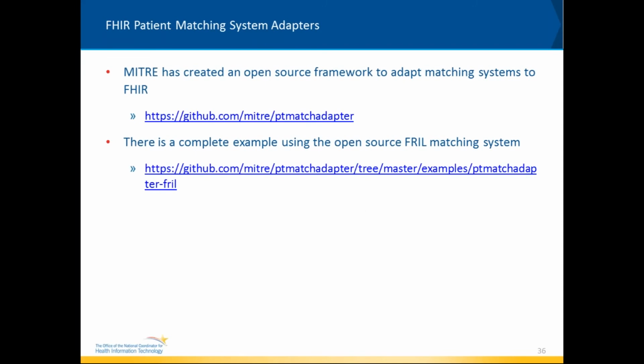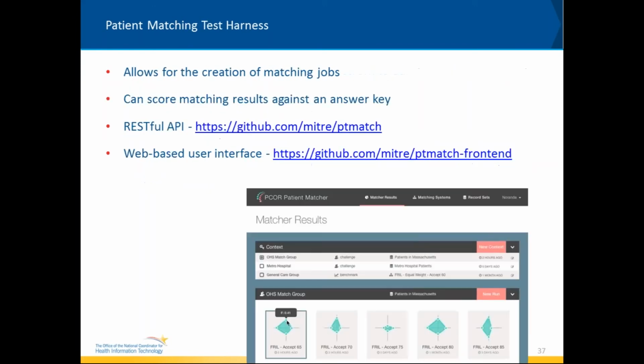So in recognizing that, what we did is we created an open source framework that allows you to adapt matching systems to FHIR. That is, again, available as open source. You can find that at the URL that we have provided. We've also created a fully worked example. There is an open source matching system called Frill. We have taken this open source Frill matching system and built an adapter to it so that it is able to look for jobs as FHIR bundles, do the matching against the FHIR patient resources, and upload results into our FHIR server where our test harness can inspect them. Next slide, please.